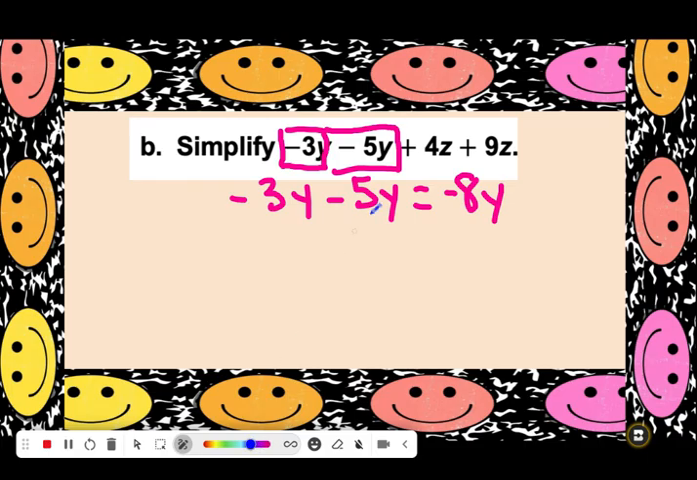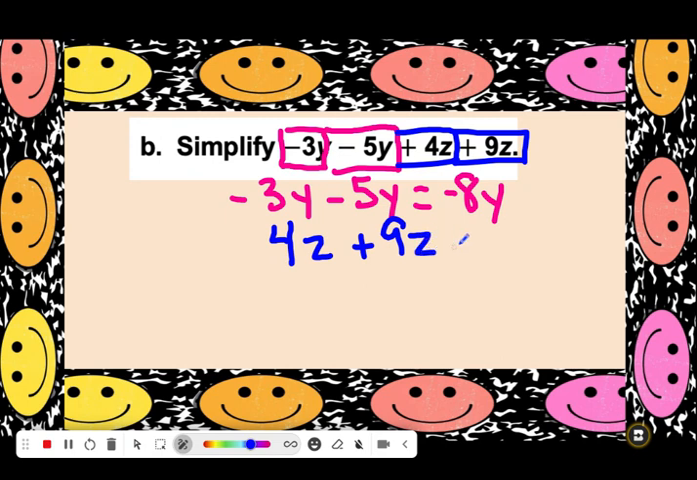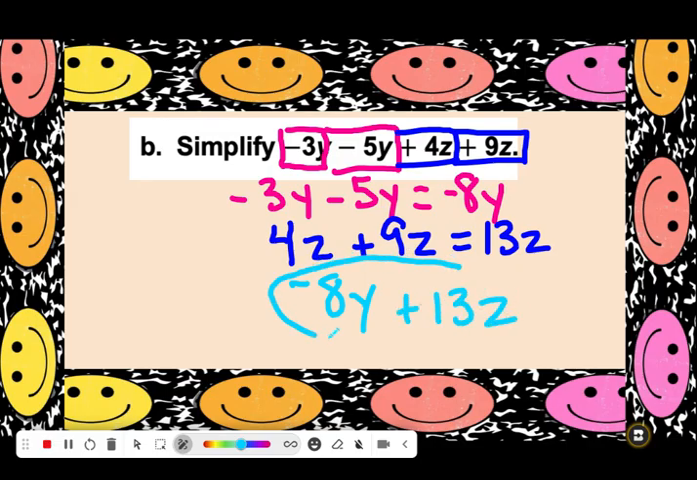I change my color. Now I have positive 4z plus 9z. 4 plus 9 is 13z. Now we put it all together, and we have negative 8y plus 13z. That would be our simplified answer. Now if we know what y is and what z is, we could plug in those values and find an actual answer.